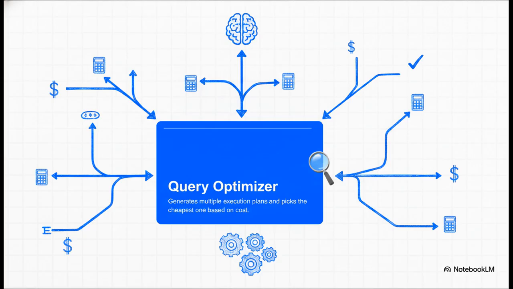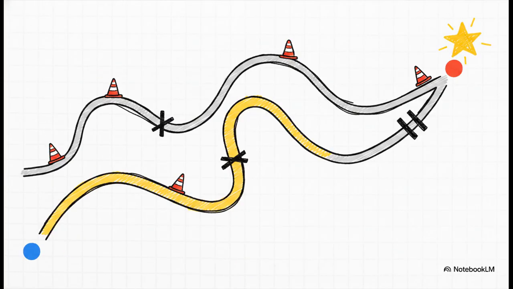And honestly, the optimizer is exactly like the GPS on your phone calculating a route based on live traffic, not just distance. It tests thousands of possible execution plans to find the actual fastest route to your data. Because, let's be real, the shortest path on a map is completely useless if you're stuck in bumper-to-bumper traffic.